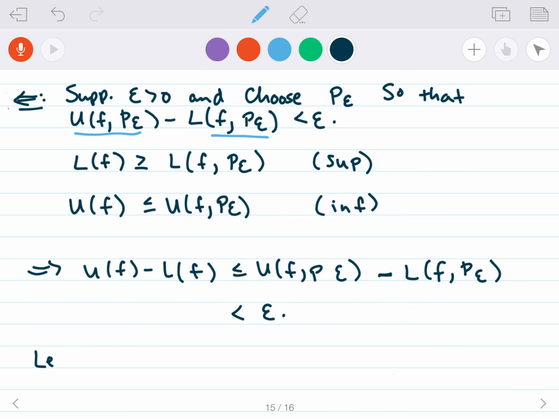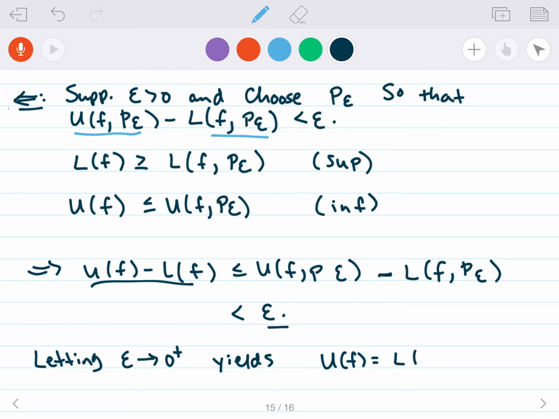So saying this, letting epsilon go to 0 from the right yields that this guy is less than or equal to 0. If you want to think about it like that, they're equal to each other, since this guy can get arbitrarily close to 0. So we have that the upper integral equals the lower integral, and therefore f is integrable, and we're done. So that direction wasn't so bad.